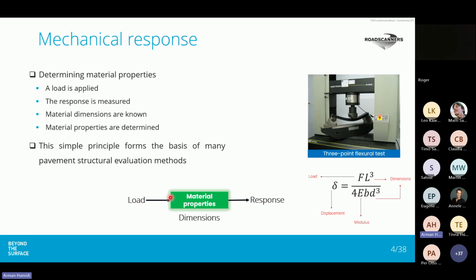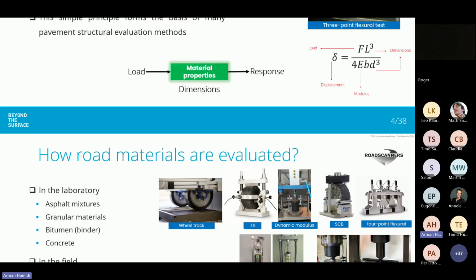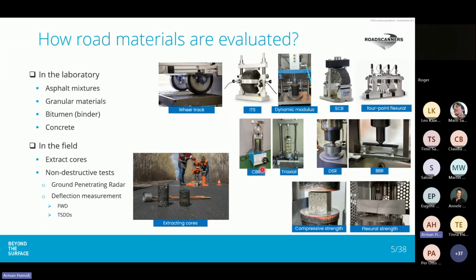So we apply the load and we measure the response. We have dimensions, and by relating them, we can determine material properties. This simple principle forms the basis of pavement structural evaluation methods. But how are road materials evaluated?